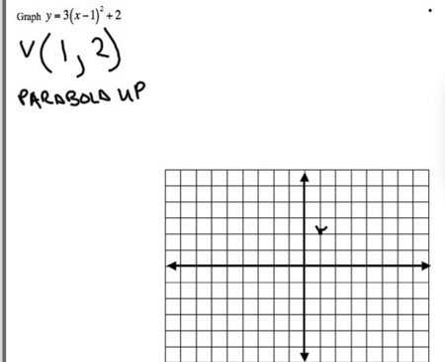Now notice that because it's going up from there, we're not actually going to have x-intercepts this time, only y-intercepts. But I'm going to show you what happens if you didn't remember that and tried to solve the x-intercepts anyways. But first let's do the y-intercepts.